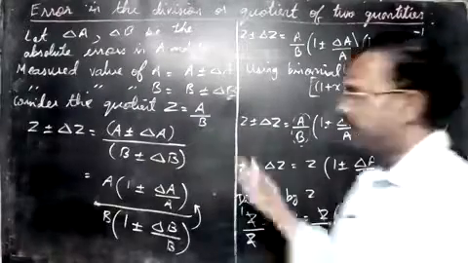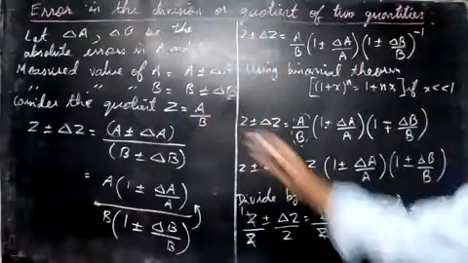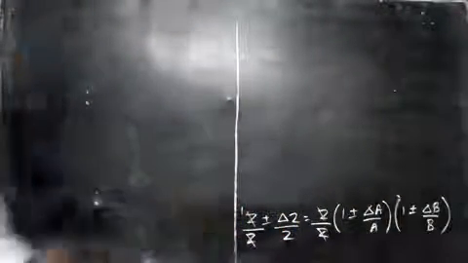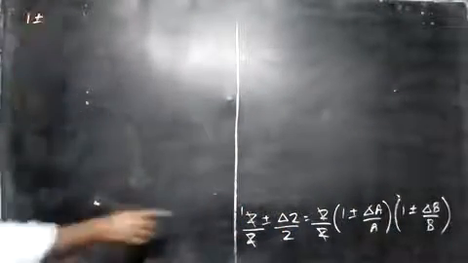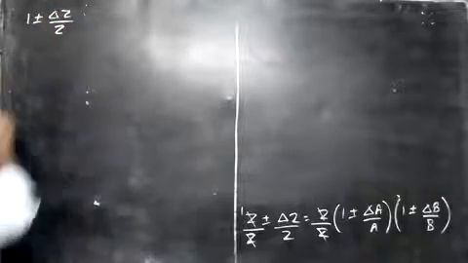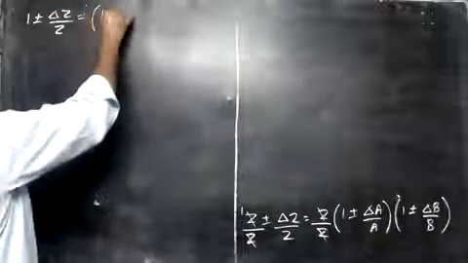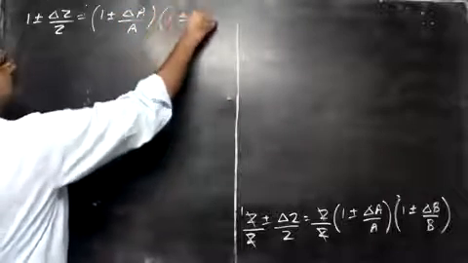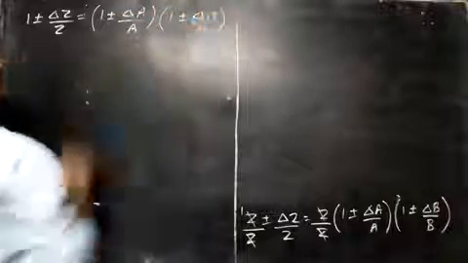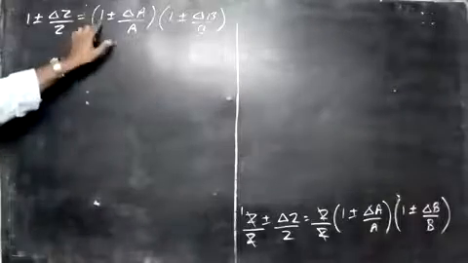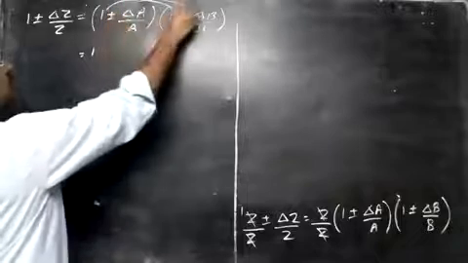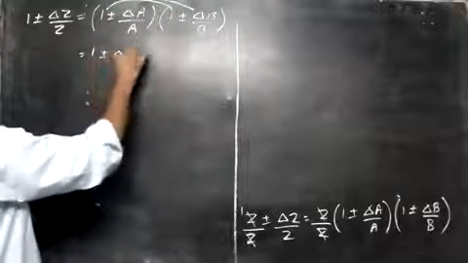Let me erase this part and continue. So here this thing is 1. 1 plus or minus delta Z by Z is equal to, opening the bracket, 1 plus or minus delta A by A into 1 plus or minus delta B by B. Let us see what to do. We'll multiply inside the brackets. 1 into 1 gives 1. Then 1 into plus or minus delta B by B.